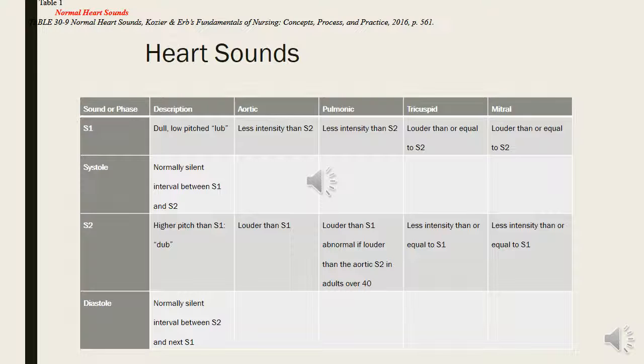This is the AV or atrioventricular valves, the tricuspid and the mitral, closing as they finish filling the ventricles. Even though these 2 valves don't close simultaneously, it's close enough for you to hear the S1 as one sound. Now listen. Did you hear the lub of your first heart sound?